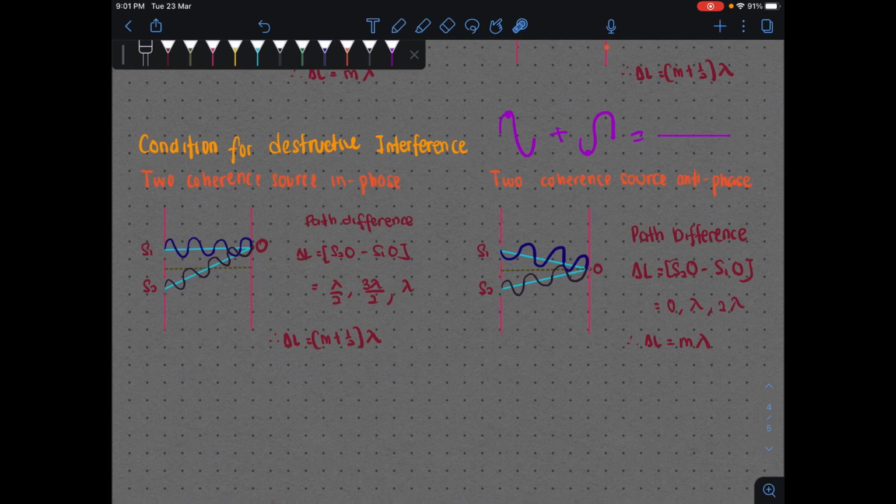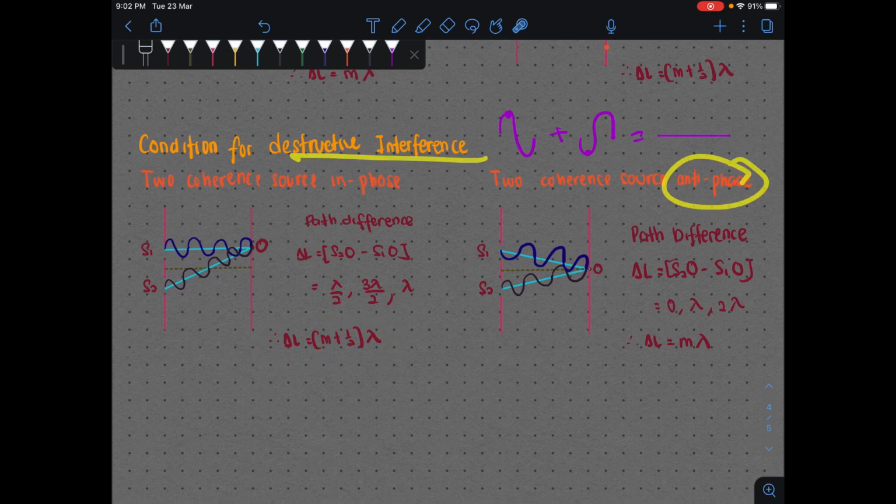And as you can see here, to find the path difference for in-phase destructive interference, kita ada S1, 1 wavelength, 2 wavelength, 3 wavelength, 3.5. S2 kita ada 1 wavelength, 2 wavelength, 3 wavelength, 4 wavelength dekat sini. So beza sebanyak lambda over 2 dekat sini. The difference between them is by half the wavelength. So in general, the equation become m plus half lambda.